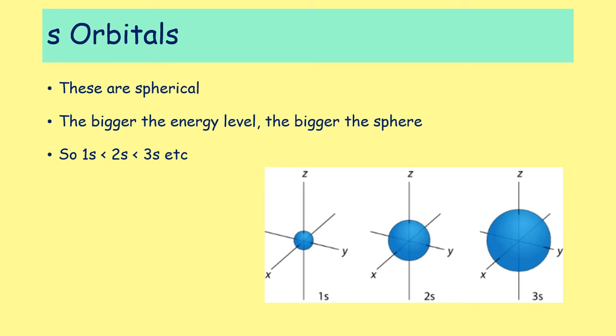So we'll focus on the s orbitals. The s orbitals are the spherical ones, and they are probably what you thought energy levels looked like. The bigger the energy level, the bigger the sphere. So if you are an orbital in the first energy level, you'll be a certain size. If you're in the second energy level, you'll be a bit bigger. And they're described as being the 1s, the 2s, the 3s, depending on which period of the periodic table they're in. So 1s for the first period, 2s for the second period, etc.